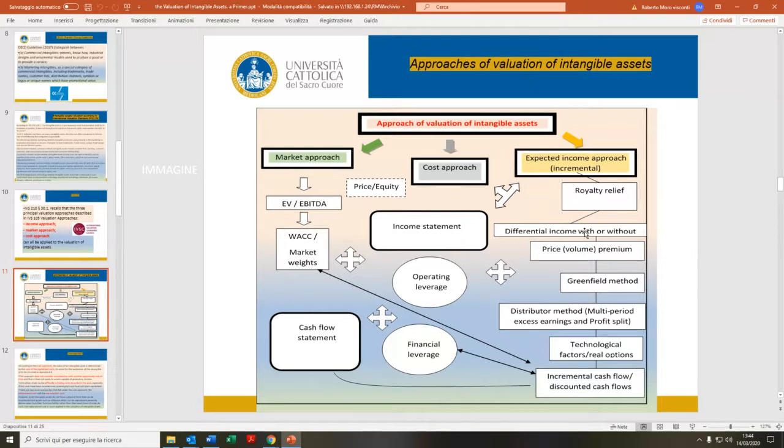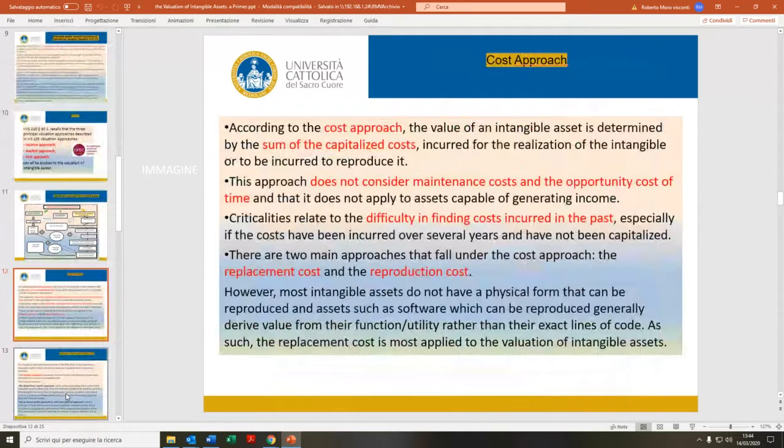Let's say that a company without a patent is worth 100. The same company with the patent is worth 180. We might infer that the incremental value of the patent is around 80. We can have a price premium or other methodologies that we are going to see in the later slides.